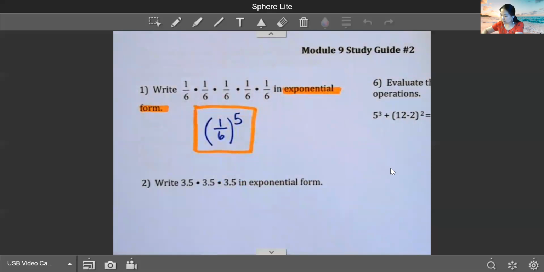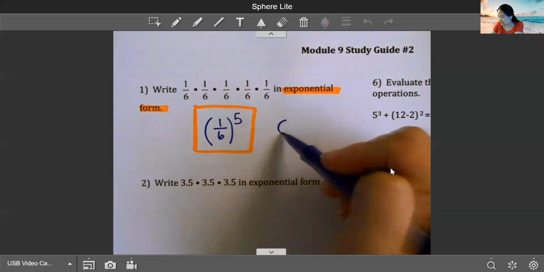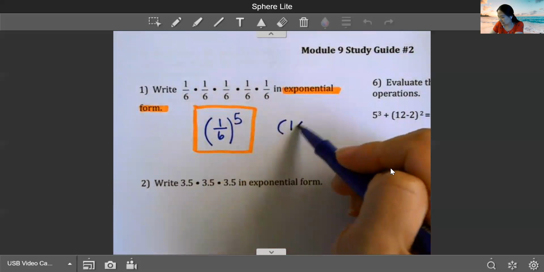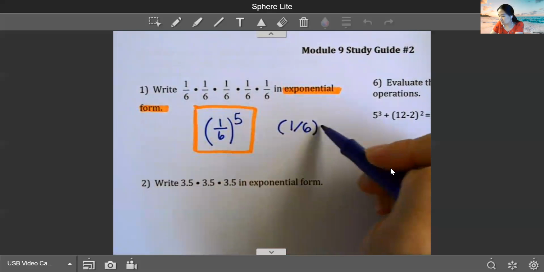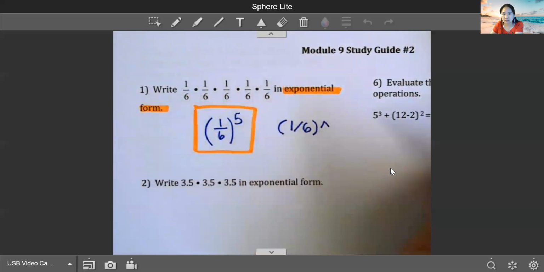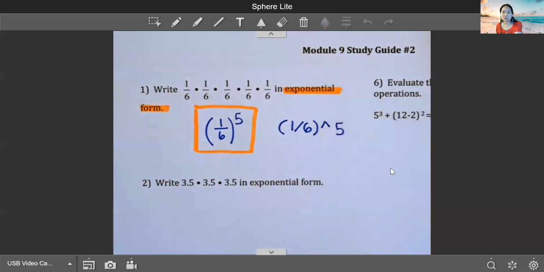So on your Google form, you're going to enter it like this: parentheses, 1/6, close the parentheses, caret, which is like under the number 6 on your keyboard, and then 5. And this would show that it is 1/6 to the 5th power.